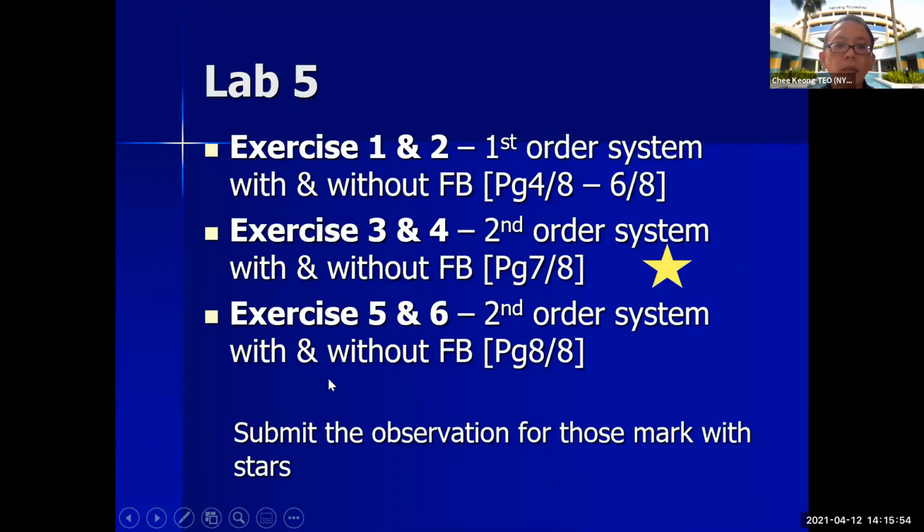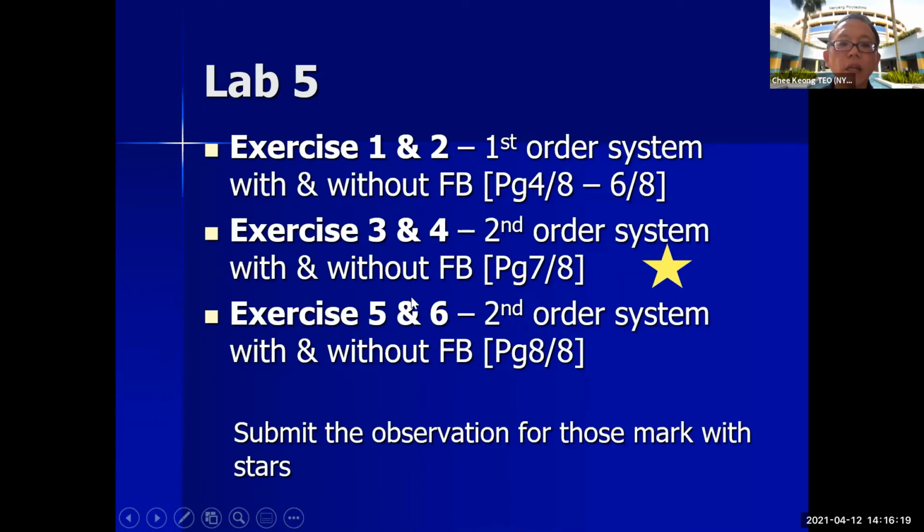Okay. Now, as I have mentioned, there are actually 6 exercises. The first exercises, 1 and 2, are for the first order system with and without feedback. This is on page 4 to page 6 of your lab sheet. And then of course, lab exercises 3 and 4, which are your submission, are for the second order system, and that is only on page 7.